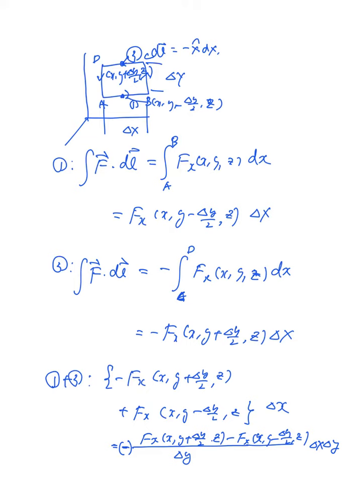And so this can be approximated by partial f_x over partial y. So that has to be minus partial f_x over partial y, delta x delta y, or approximately dx dy, sometimes we call ds.